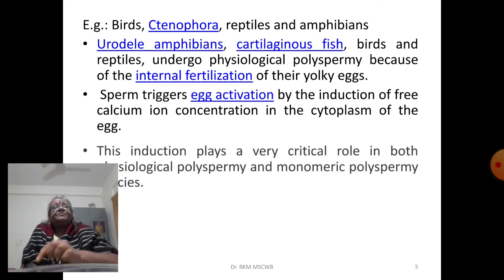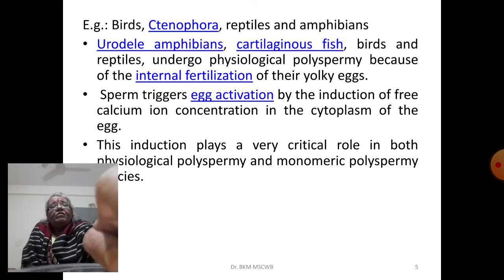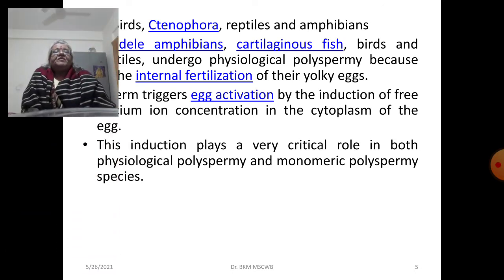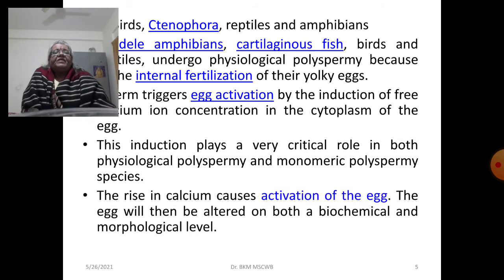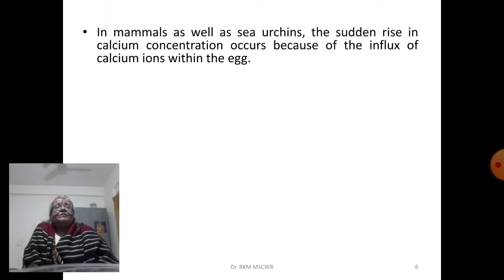Okay. Then this induction plays a very critical role in both the physiological polyspermy and monomeric polyspermy species. Okay. Then the rise in calcium causes activation of the egg. The egg will then be altered on both the biochemical and morphological levels. Okay. Then in mammals as well as in sea urchins, echinoderms, the sudden rise in calcium concentration occurs because of the influx of calcium ions within the egg.